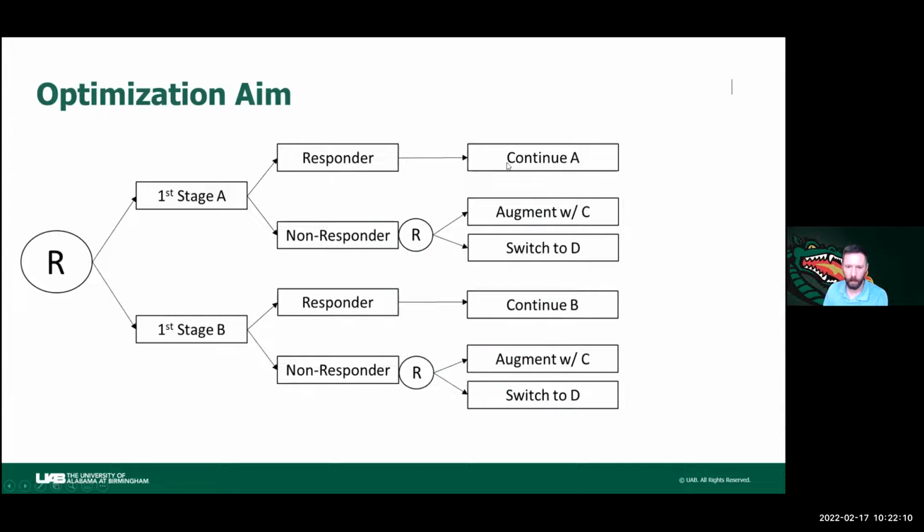So in this case, we'd be seeking to identify baseline variables prior to randomization that might help determine whether intervention A or B is better for that individual, but also identify baseline and intermediate, or within-treatment, tailoring variables that influence the effectiveness of augmenting with C compared to switching to D. So you try to include both types of tailoring variables and then predict the optimal treatment strategy for that individual.